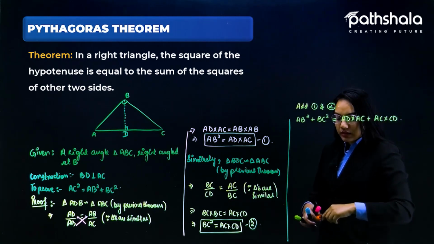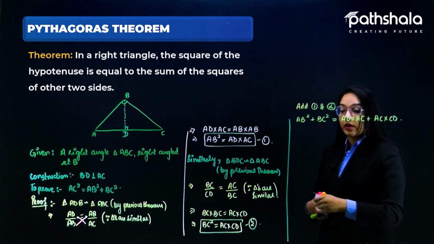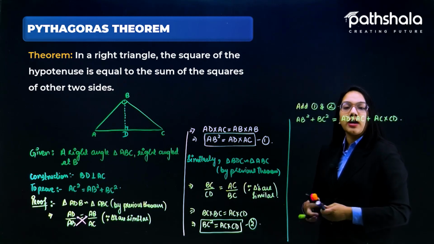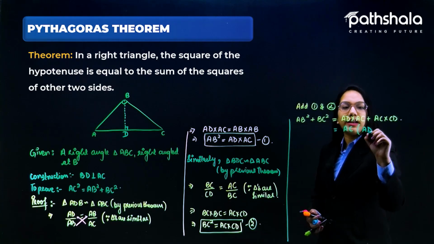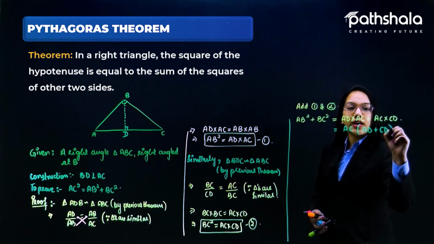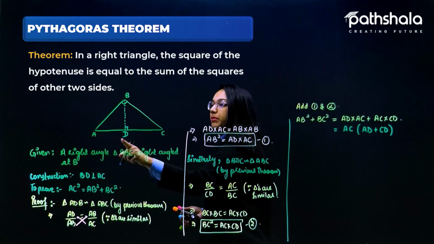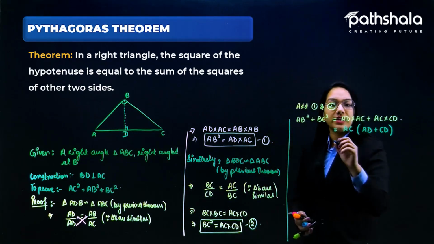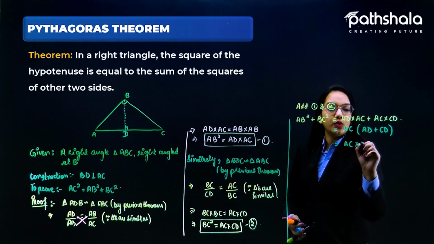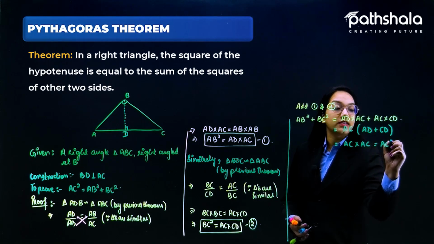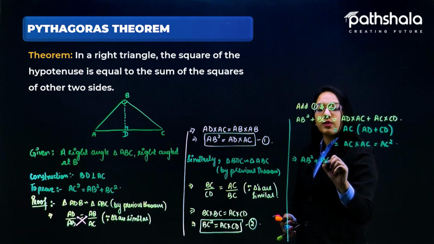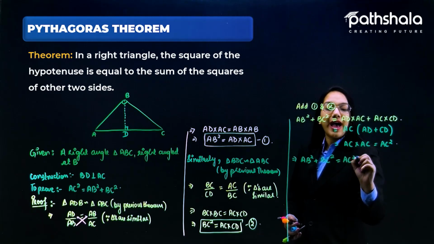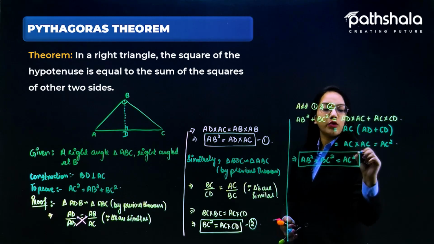There is something we can take out common in this expression. As you can see, we have AC common. Taking AC common, this would be AD plus CD. AD plus CD is actually the whole AC. So this would be AC into AC, which is AC square. So at the end we get AB square plus BC square is equal to AC square, and this is exactly what we wanted to prove.